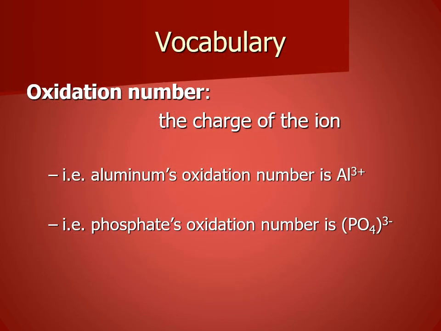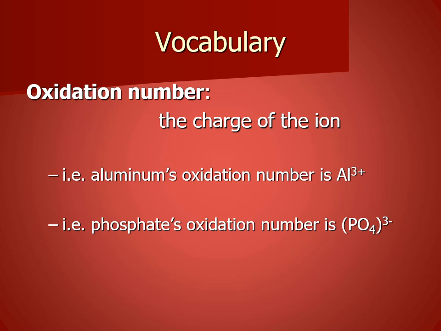Okay, a little bit of vocabulary. The term oxidation number, sometimes called oxidation state, is simply referring to the charge of the ion once it has either lost or gained valence electrons. So, for instance, aluminum's oxidation number is 3 positive, and that means it has lost 3 electrons, lost 3 negatives, therefore its overall charge is 3 positive because the protons outnumber the remaining electrons.